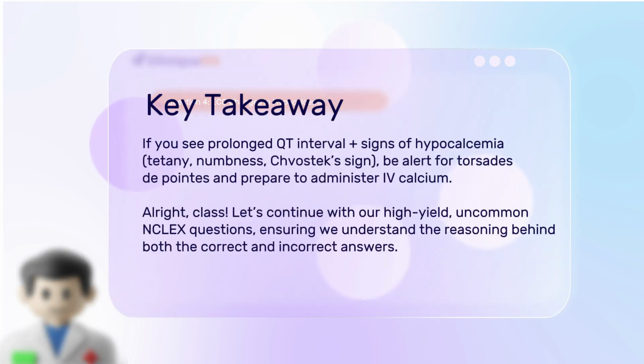Key takeaway: if you see a prolonged QT interval plus signs of hypocalcemia, like tetany, numbness, and Chvostek's sign, be alert for torsade de pointes and prepare to administer IV calcium.